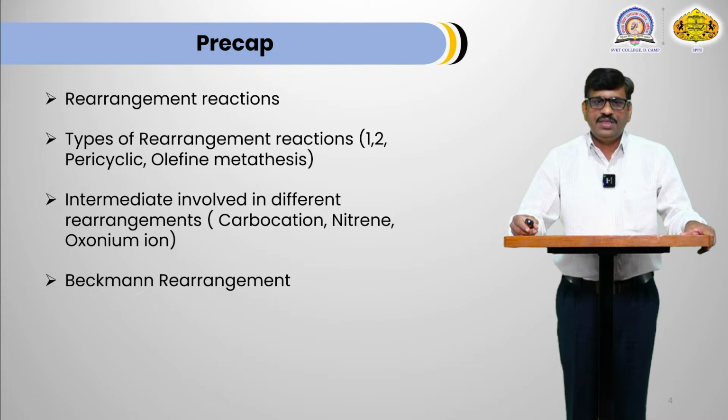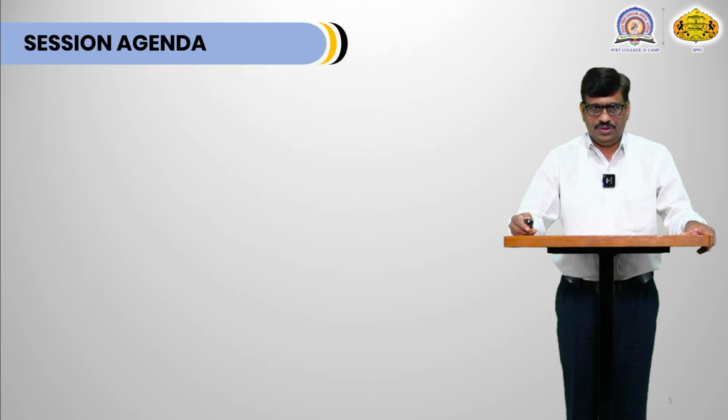We have seen different intermediates that are involved in rearrangement reactions. In that case, we saw the carbocation intermediate, the nitrene intermediate, and also the oxonium intermediate. And finally, we saw the Beckmann rearrangement. In that case, a ketoxime undergoes rearrangement to produce an amine as a product.